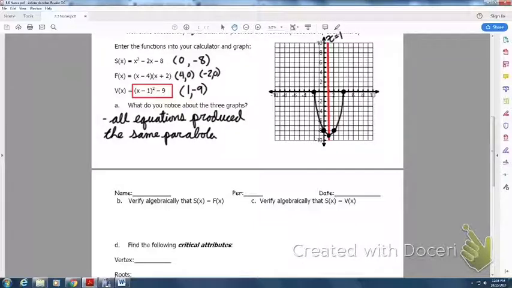Whenever I do this, I am always going to work towards the standard form. So that means on this one, I'm going to start with the factored form. And I'll simplify it, and my final answer needs to be the standard form. So I'm just going to rewrite my factored form, x minus 4 times x plus 2.